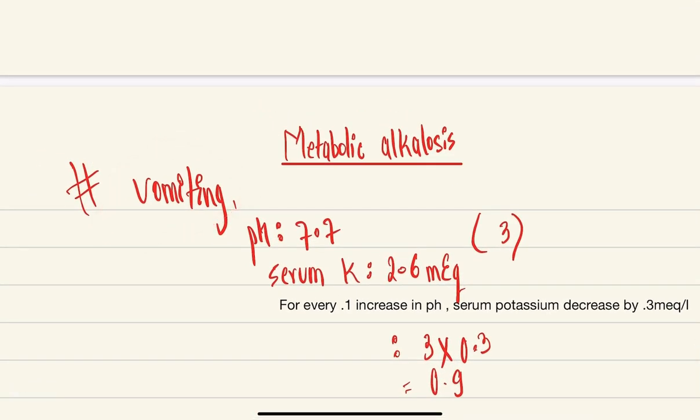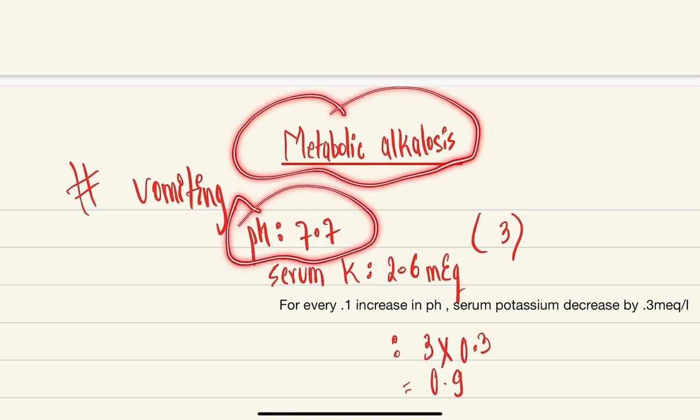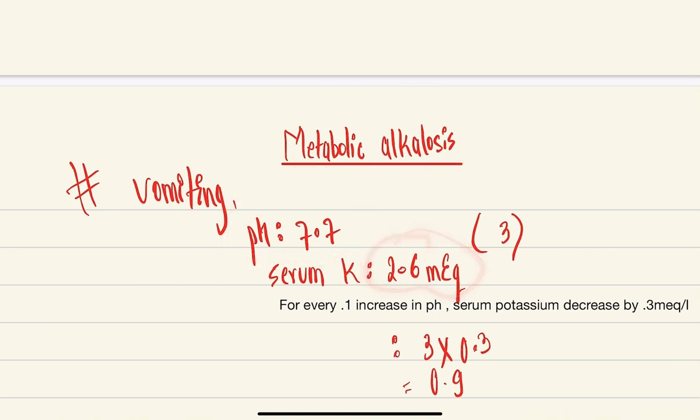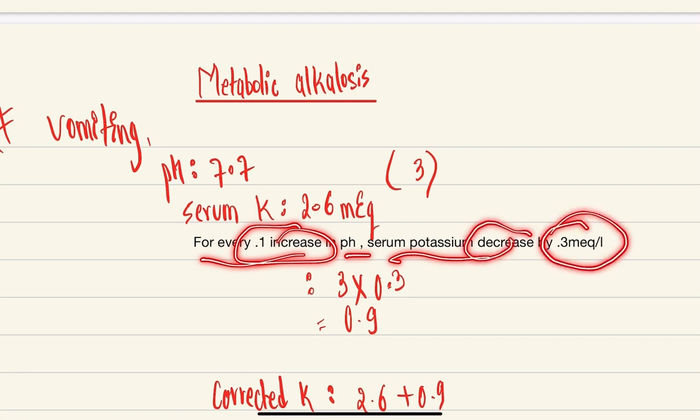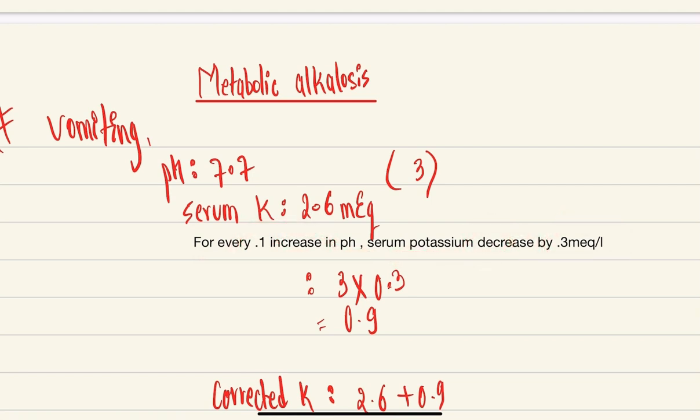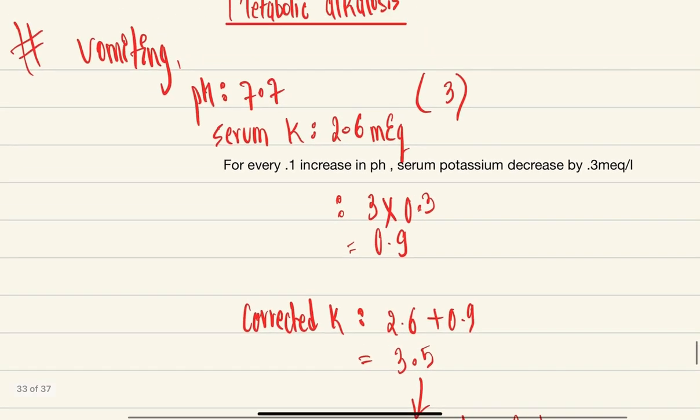And let's see another case of vomiting. There is one patient with profuse vomiting. He is in metabolic alkalosis with pH 7.7 and potassium 2.6. If you see just potassium, it might be hypokalemia, like it is less than 3.5. But we have to see that for every 0.1 increase in pH, the serum potassium decreases by 0.3 milliequivalent per liter.